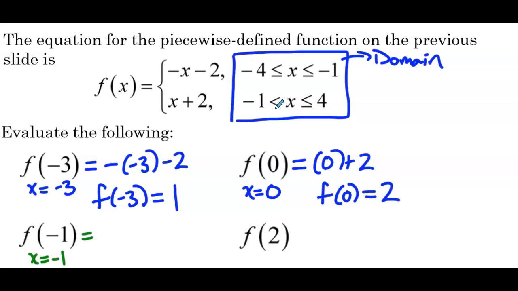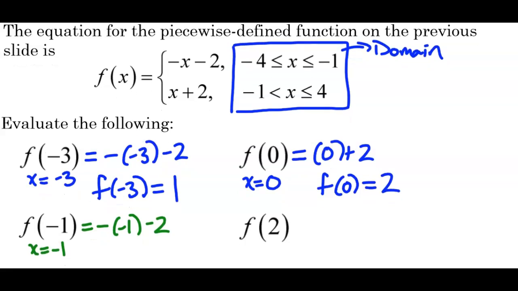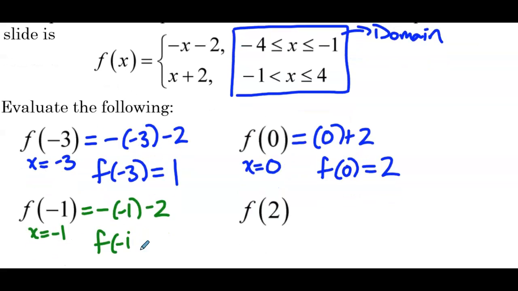So if we're trying to input negative 1, we need the domain where x is equal to negative 1. So that's the upper domain, right here. That inequality sign makes the difference. So that means we're going to plug negative 1 into the upper piece of the function. So we're going to substitute negative 1 in for x. So negative 1 times negative 1 minus 2. So if we simplify that, f of negative 1 equals positive 1 minus 2, which is negative 1.